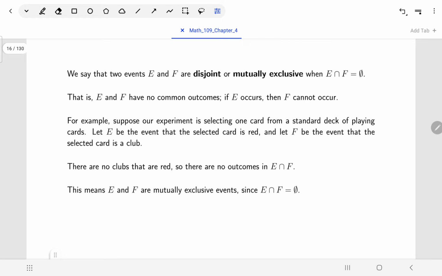E intersect F is the empty set, which also tells you that the probability of E intersect F, the probability that we will get a card that is a red club, should be 0. Because, of course, it's an impossible event. If you have two things that are disjoint, then the two things happening at the same time is guaranteed to never occur.